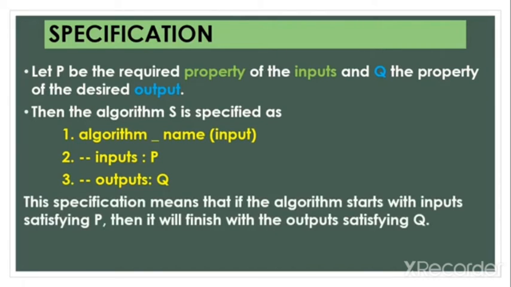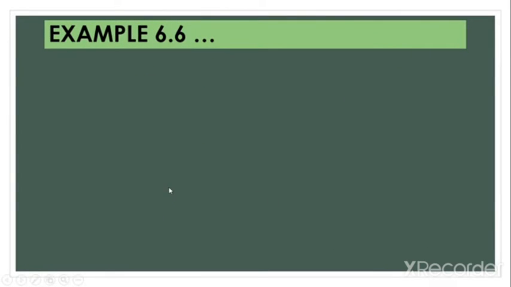The specification means that if an algorithm starts with input satisfying P, then it will finish with output satisfying Q. So what the specification tells us is that the algorithm starts executing the program with the value P. The properties of the input that we have given are the initial value of the variable here. So our execution starts with the value P. At last, after satisfying the property of P, it produces the desired output Q. So what we get after executing is the desired Q. It starts with the initial value P and it ends with the final value Q. This is the specification.